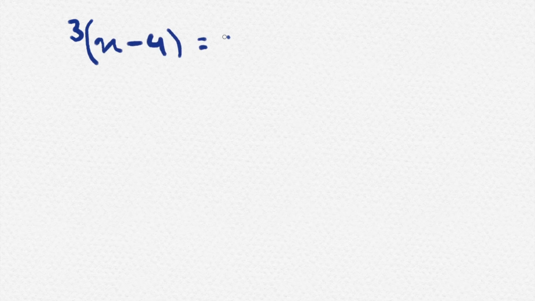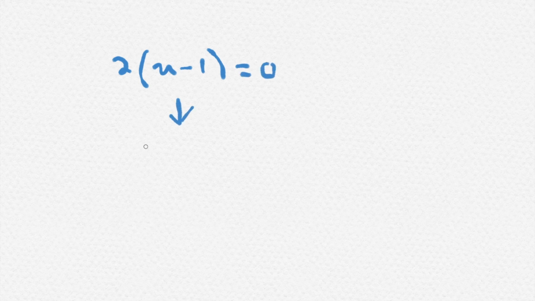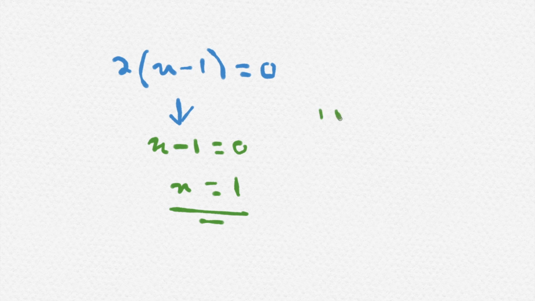So now, let's try a different question. 3 into x minus 4 is equal to 0. Now, we similarly take what is inside of the bracket. So, x minus 4 is equal to 0. You add 4 to both sides, so this will give you x is equal to 4. Our next example will be 2 into x minus 1 is equal to 0. Take what is inside the bracket, so x minus 1 will be equal to 0. X will be equal to 1.